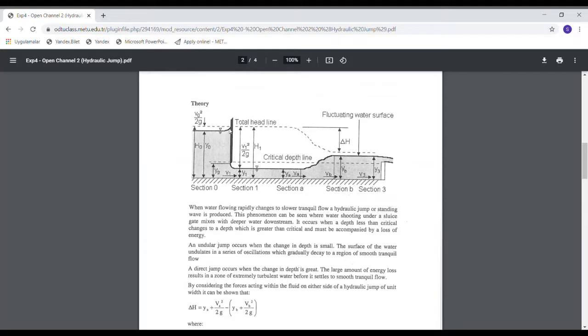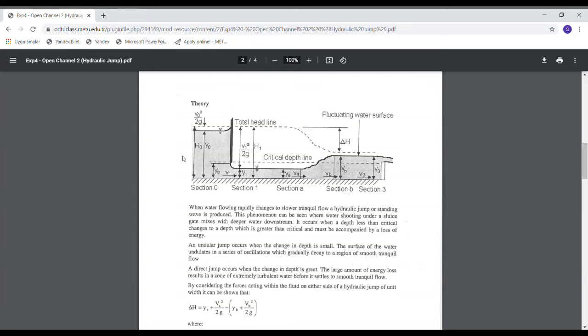Now let's talk a bit about the theory part of this experiment. When water flowing rapidly changes to slower flow, a hydraulic jump occurs. This phenomenon can be seen where water shooting under a sluice gate mixes with deeper water downstream. It occurs when a depth less than critical changes to a depth greater than critical, and it must be accompanied with energy loss.